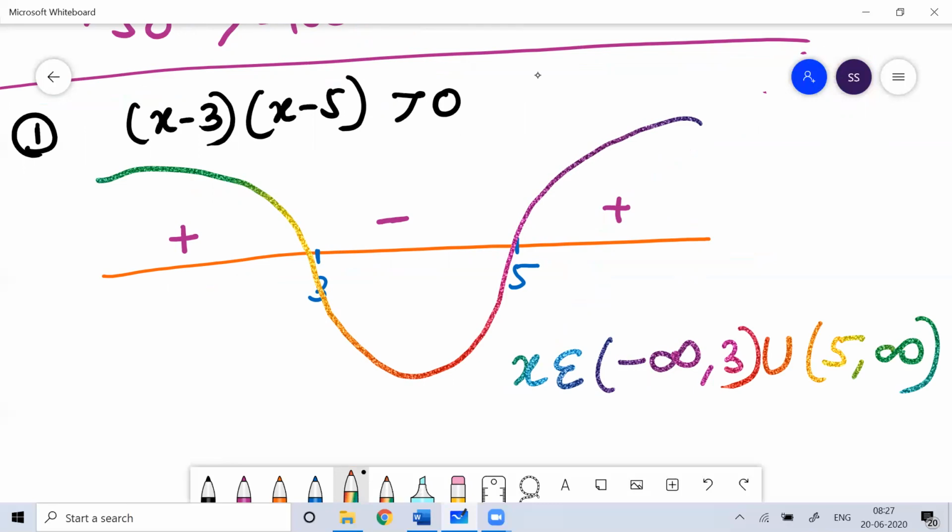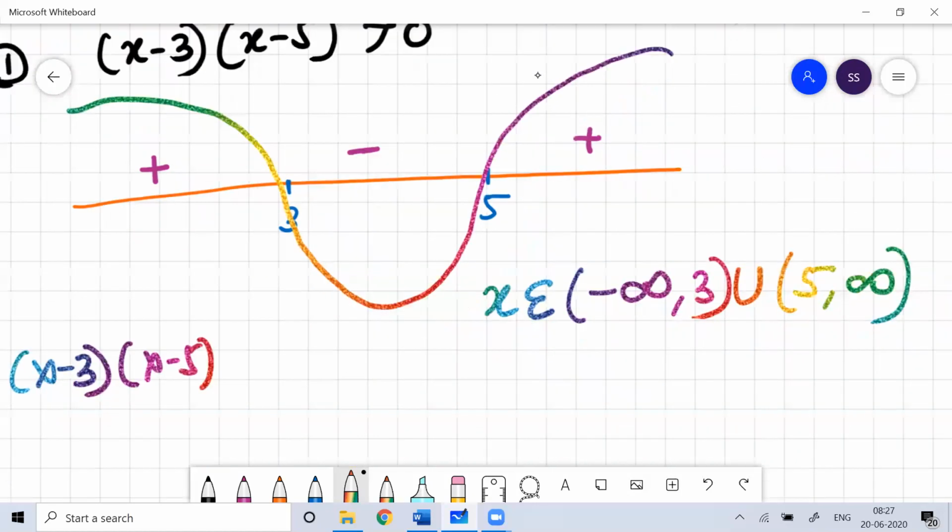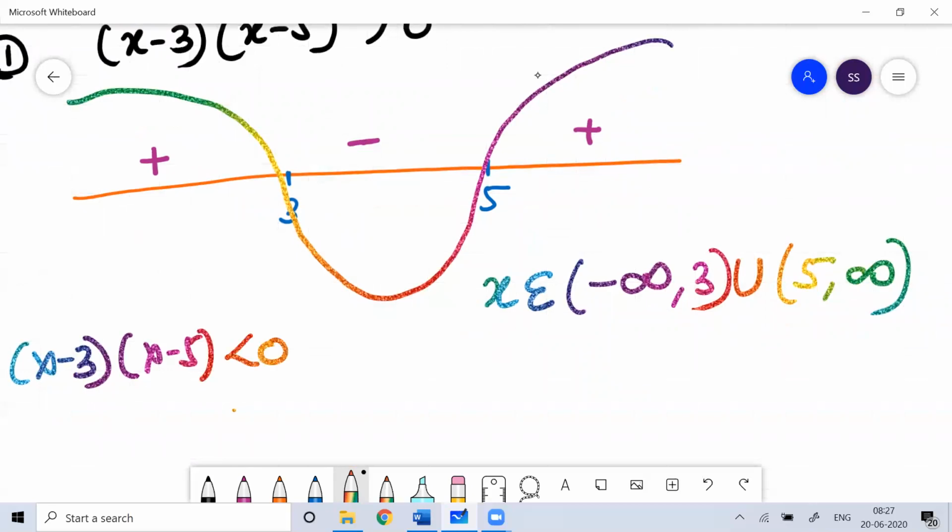Very simple. Imagine the same question, if I had asked you x minus 3 into x minus 5 less than 0, then the answer would be x is an element of 3 to 5. If you are looking for a negative value, then you will get the negative value between 3 to 5, exclusive of 3 and 5. Open bracket means you will not include that value. Okay, so I hope you understood this.